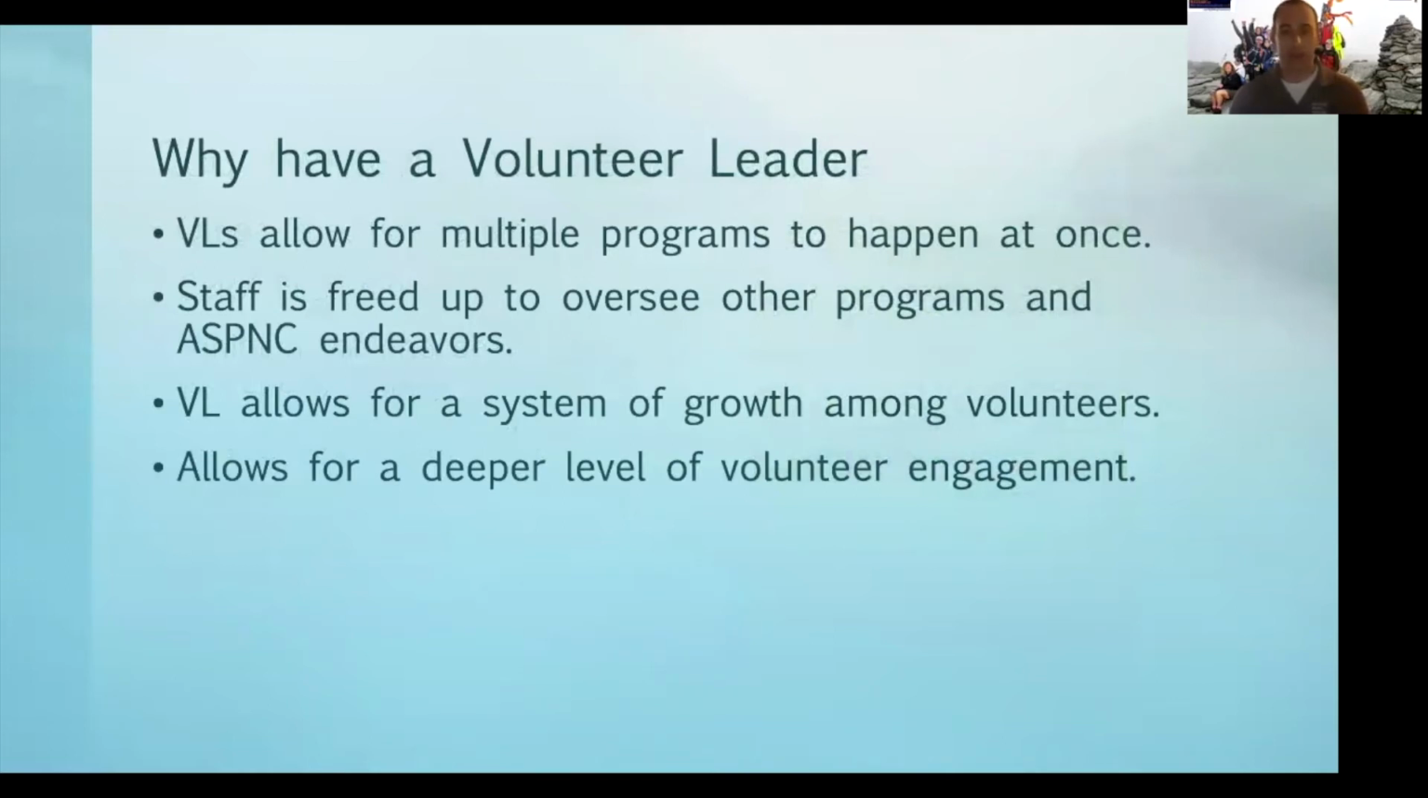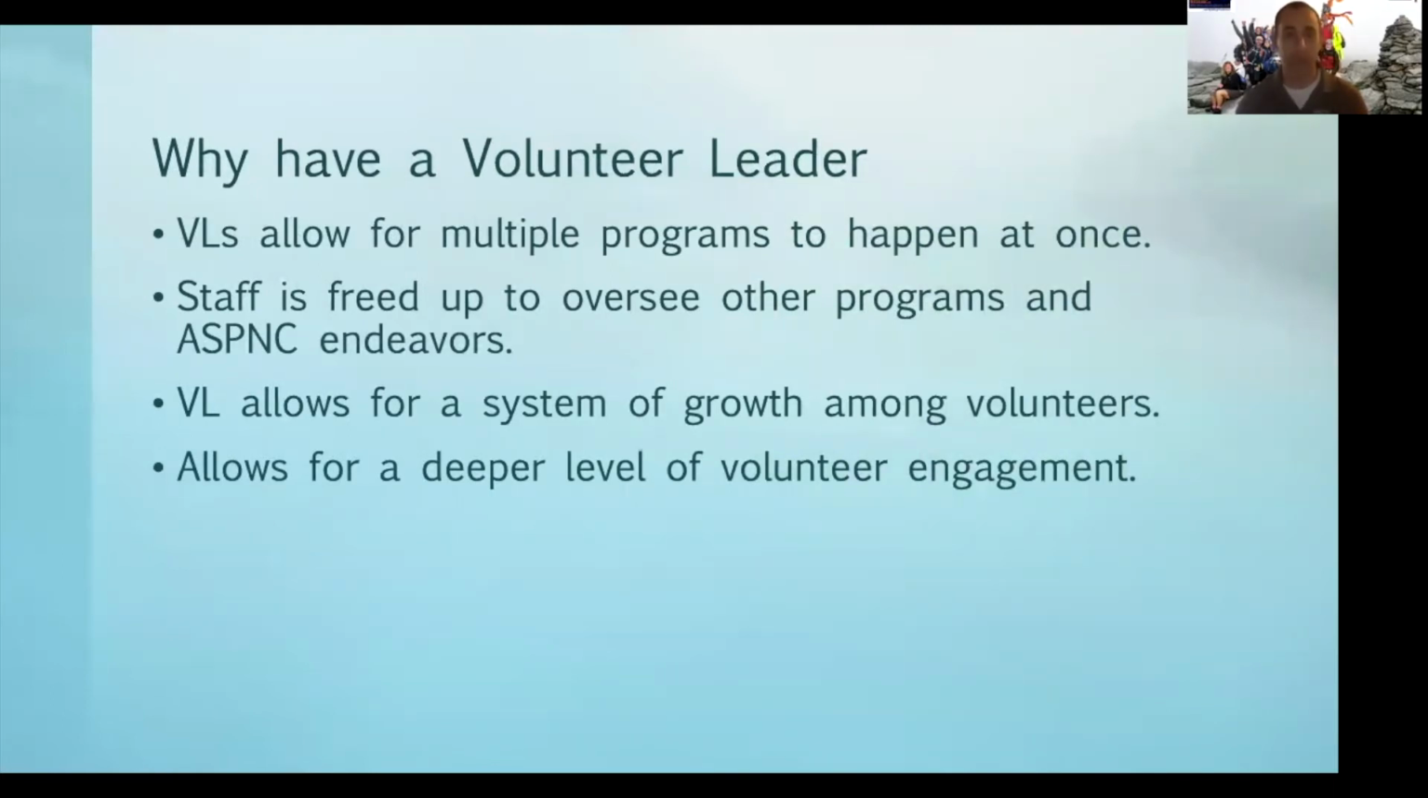Why have the volunteer leader program? So for us, it really opened up the ability to host multiple programs at one time. Before the volunteer leader, it was our executive director running all of our programming with the interns, and we all know that one person just can't do all of that. It becomes too much, you get burnt out, and it's not a sustainable model. So it freed up our staff to oversee other programs or other endeavors that they needed to be working on.